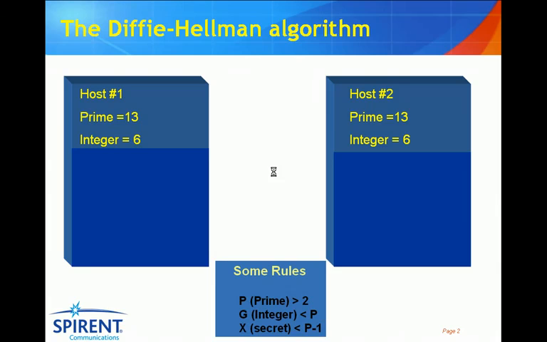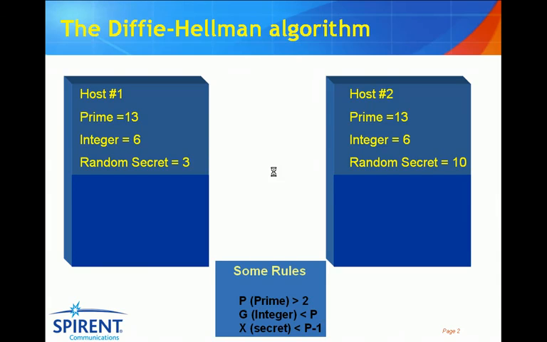To begin with, the two parties who are going to negotiate the secret key across the network, in this case host number 1 and host number 2, need to agree on a prime number and an integer. In this case, the prime number is 13 and the integer is 6. These numbers can be negotiated across the public network. It doesn't matter if the Black Hat or the potential spy is listening in at this point.